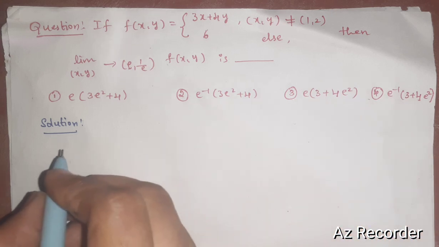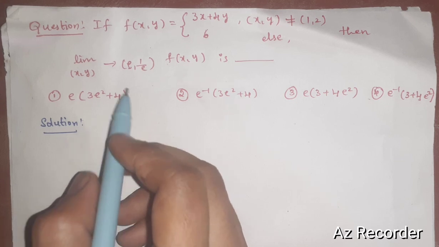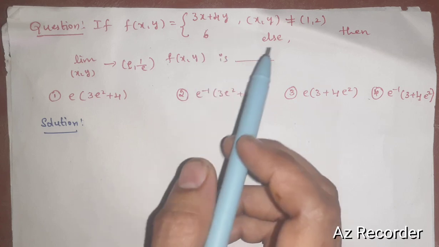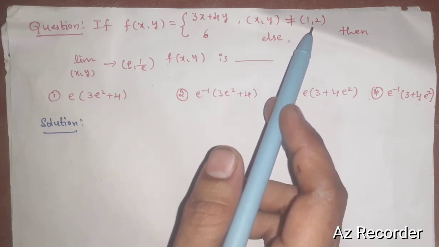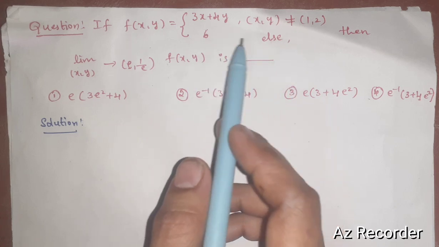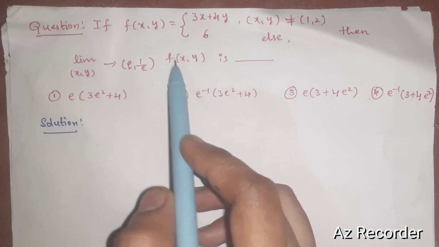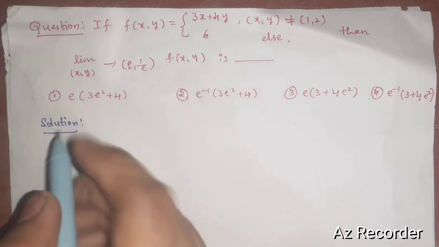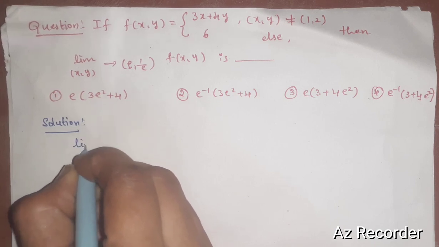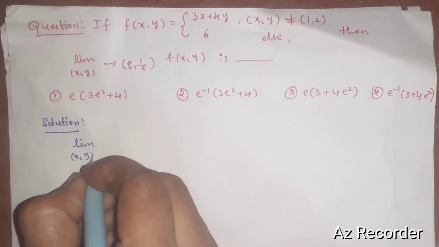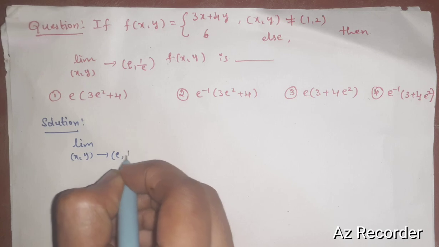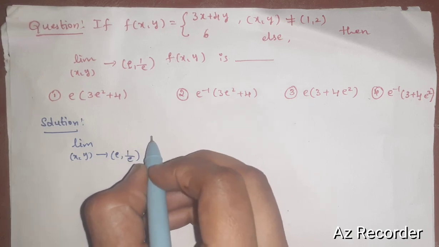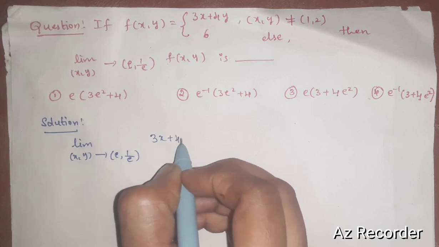So this question is very easy. See here clearly the point e comma 1 by e is not equal to 1 comma 2. So here f of xy takes the value 3x plus 4y. So now limit x comma y tending to e comma 1 by e, so this is 3x plus 4y.